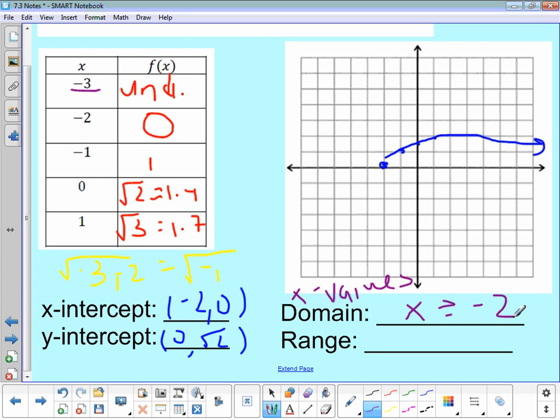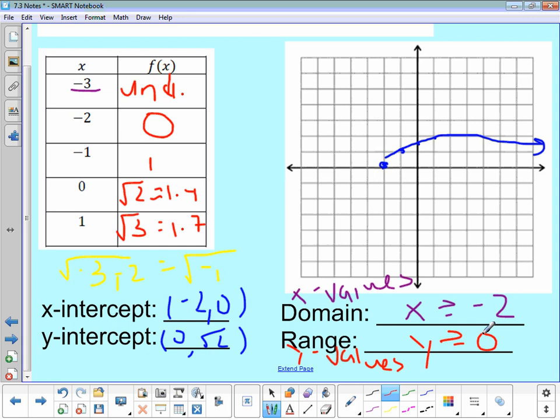Then the range, remember that range is all of the y values. So for range, I'm looking at the y values. And for range here, my lowest y value is 0. So my range values are all going to be greater than or equal to 0. Okay, so that's what that graph looks like, and that's how we find all of that.